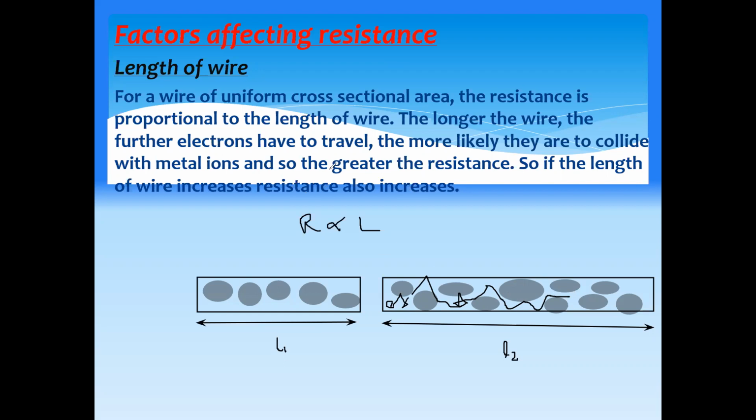So what is the reason? The longer the wire, the further electrons have to travel. So they are more likely to collide with a metal ion and lose their energy, which reduces the number of charges flowing out from the other side, which results in an increase of resistance.